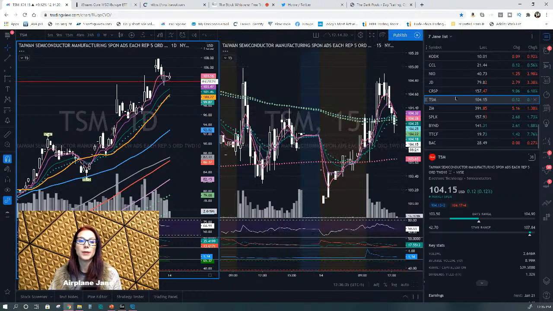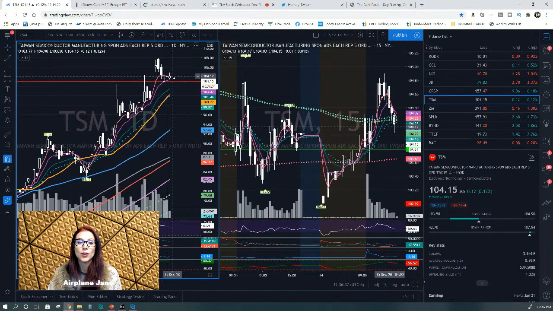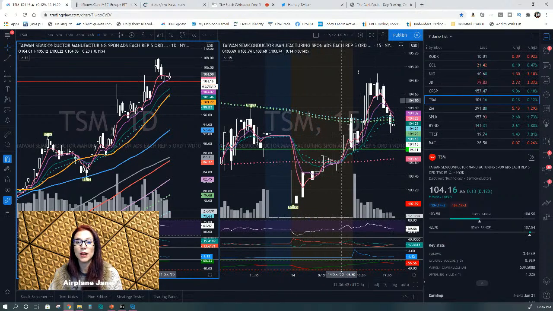TSM, Taiwan Semiconductor, also a little bit of sideways price action, more selling power right here. It did have a nice long trade off of the 103.80 level today. Actually been up above all day, but on the daily it looks like it kind of wants to curl back down.